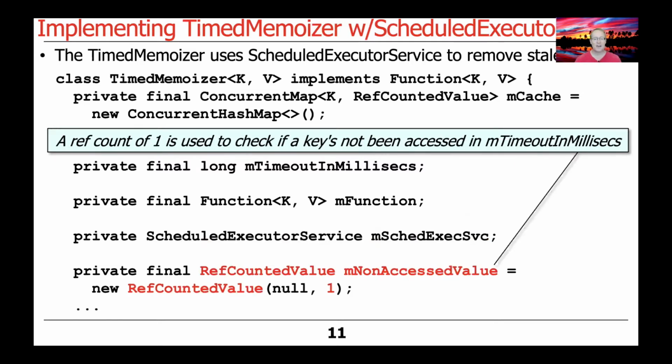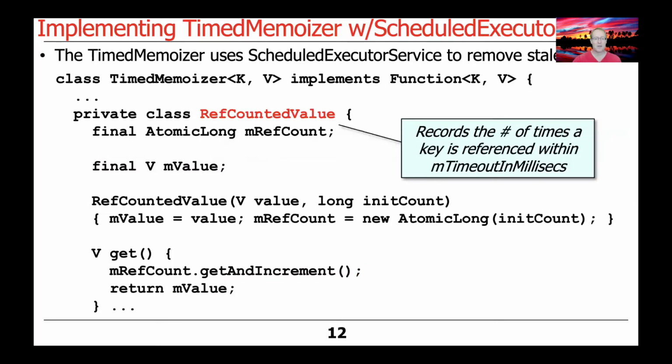Our final field here is kind of an interesting field. It's called M non-accessed value. As you can see, it's a ref counted value that's going to have a ref count of 1. We're going to use this in our implementation with one of the methods in concurrent hash map, the remove method, to very efficiently and in a thread safe way, check to see if a key has not been accessed within M timeout in milliseconds time. If it has not been accessed, its ref count will still be 1. That way we'll know it hasn't been accessed.